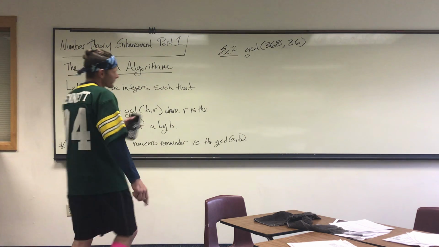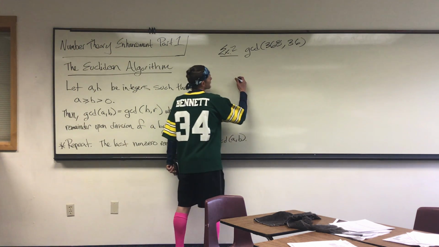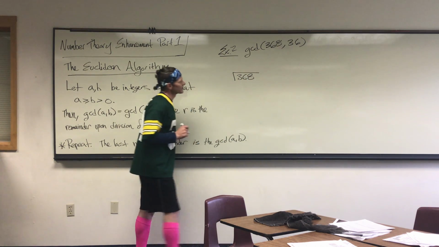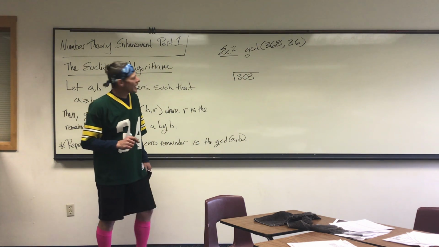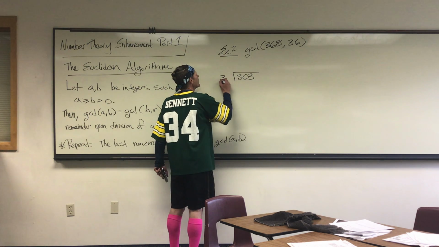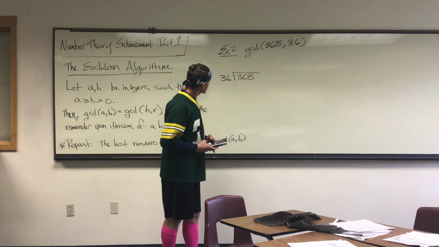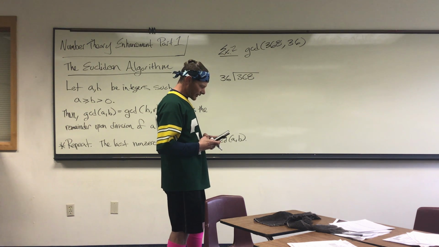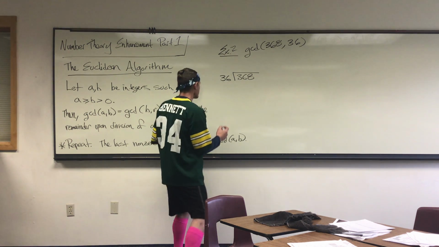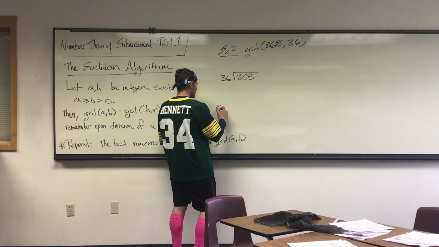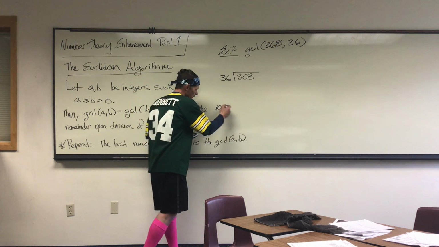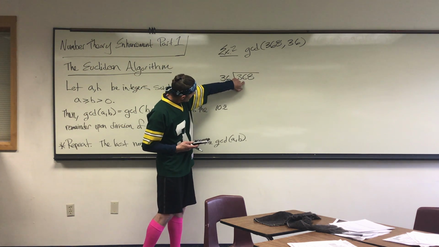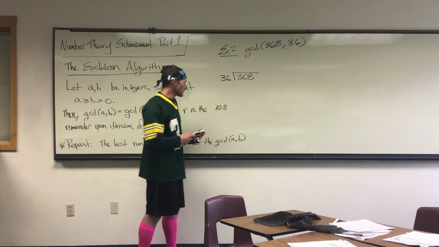So let's first take 368 and divide it by 36. Okay, I can see right now that it goes in 10 times. But if you don't know, what you do is you go to your calculator and you do 368 divided by 36. When I do that on my calculator, I get 10.2 repeating. And so I know that 36 will divide 10 times, but there's a little bit left over.